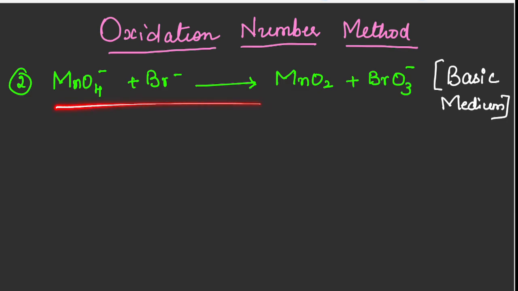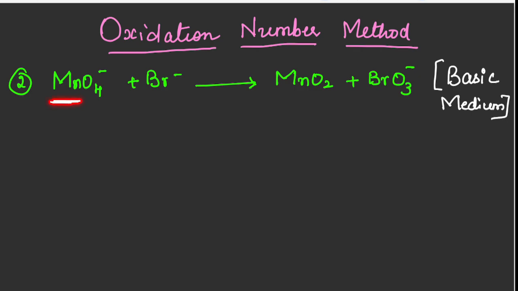So this question is taken from the NCERT textbook. Here it is given MnO4 minus plus Br minus giving MnO2, manganese dioxide, plus BrO3 minus. So what is the first step? The first step in balancing is you have to find the oxidation state on each element. So here Mn and Br, we have to find the oxidation state.